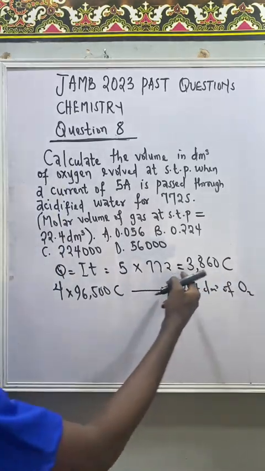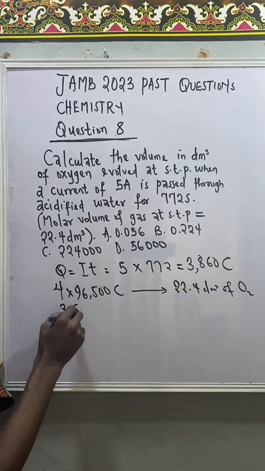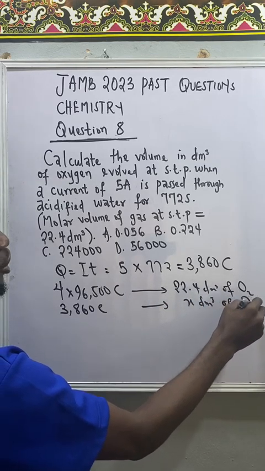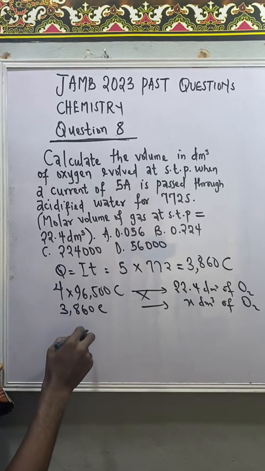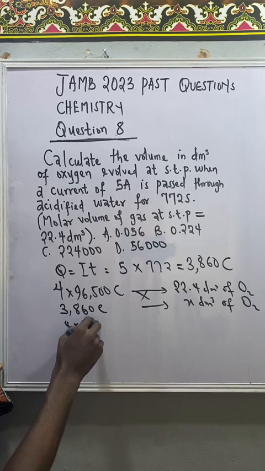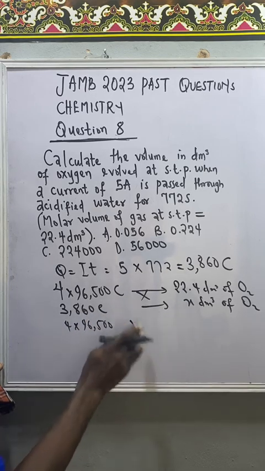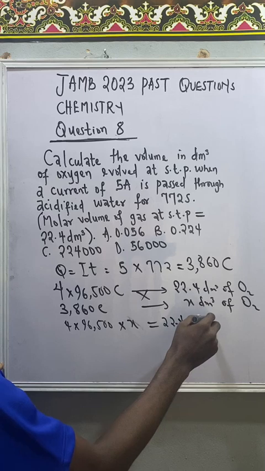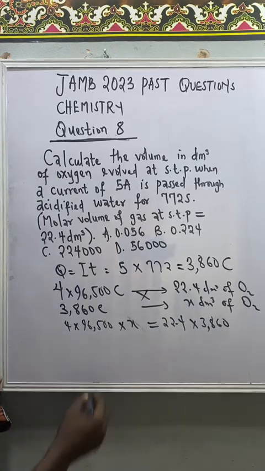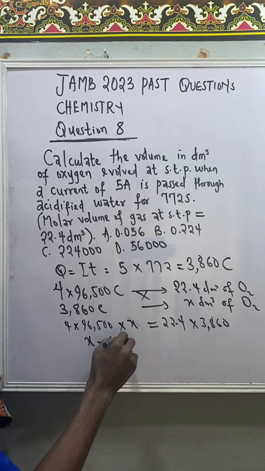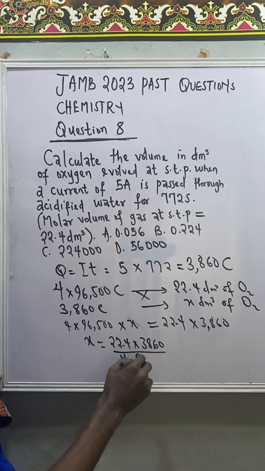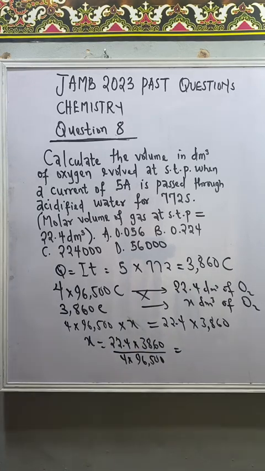Good. So we don't know how much this quantity of charge will produce. 3,860 coulomb will produce x dm³ of oxygen gas. We can cross multiply here to have 4 times 96,500 coulomb times x equal to 22.4 times 3,860. Let's divide both sides by 4 times 96,500. x will be equal to 22.4 times 3,860, all divided by 4 times 96,500. Let's calculate that with our calculator.